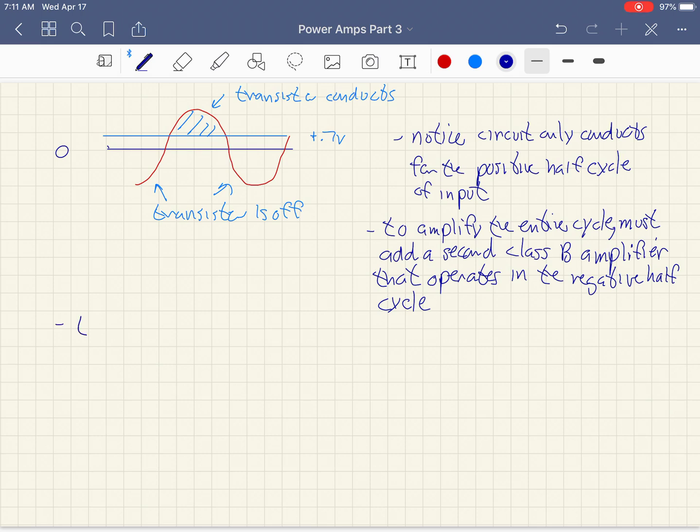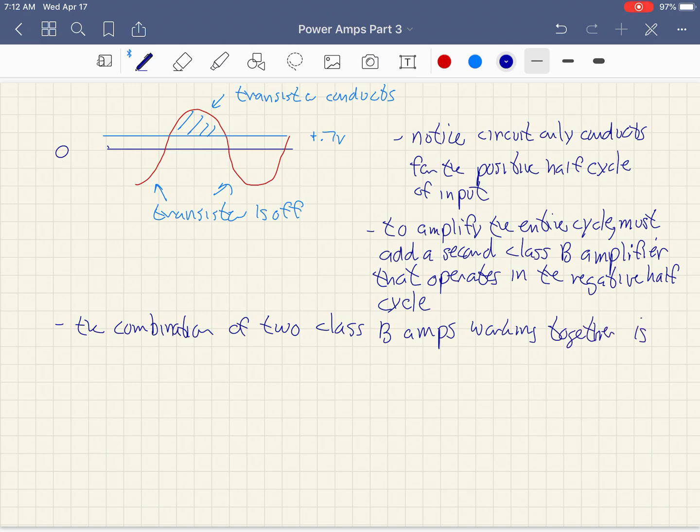So we can say that the combination of two Class B amps working together is called push-pull. You may have heard this term before, you may not have heard it. It's a fairly common term in the world of electrical engineering. Push-pull operation.